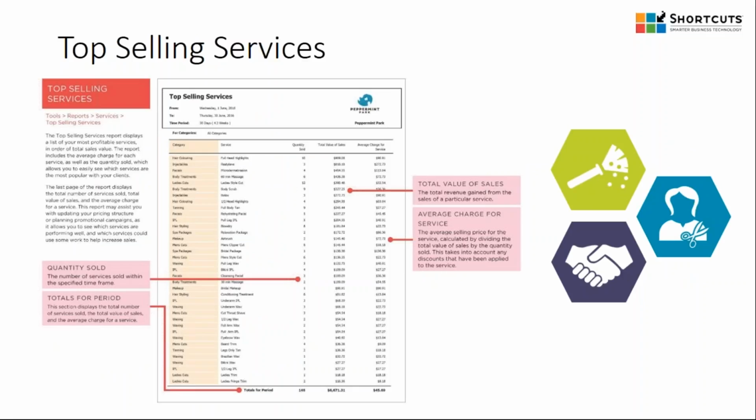Our top selling services report displays a list of your most profitable services in order of total sales revenue. The report includes the average charge for each service as well as the quantity sold, which allows you to easily see which services are the most popular with your clients. The last page of the report displays the total number of services sold, total value of sales, and the average charge for a service. This report may assist you with updating your pricing structure or planning promotional campaigns, as it allows you to see which services are performing well and which services could use some work to help increase sales revenue.